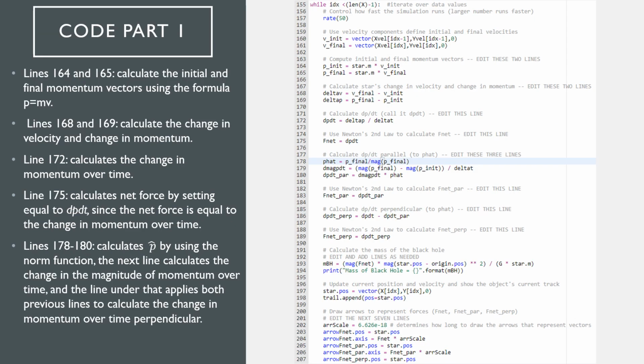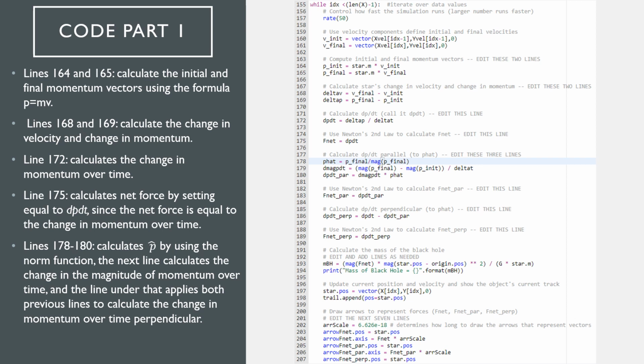The code for part 1. In lines 164 and 165, we calculate the initial and final momentum vectors using the formula p equals mv. In 168 and 169, we calculate the change in velocity and change in momentum. In line 172, we calculate the change in momentum over time. Line 175 calculates the net force by setting it equal to dp/dt, since the net force is equal to the change in momentum over time.